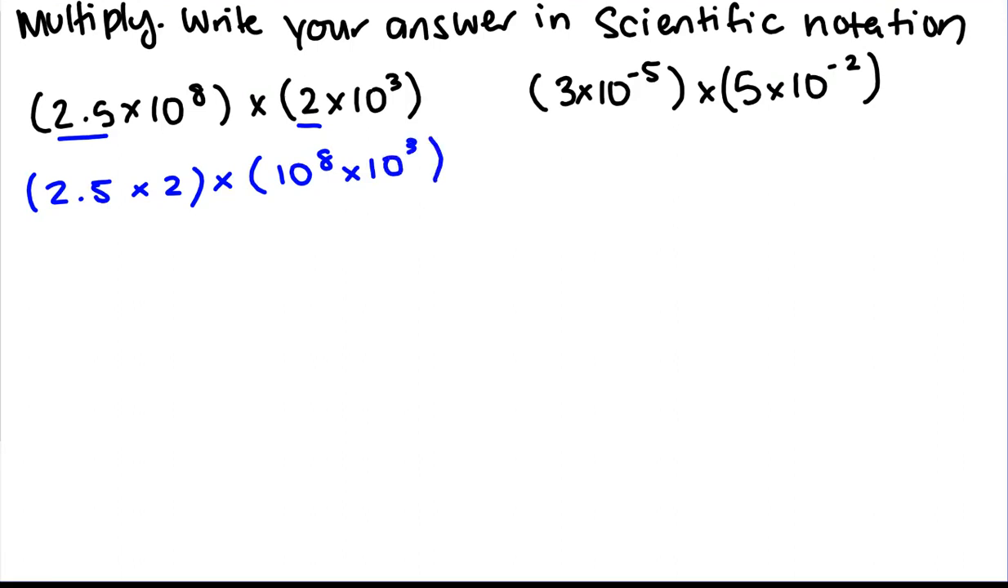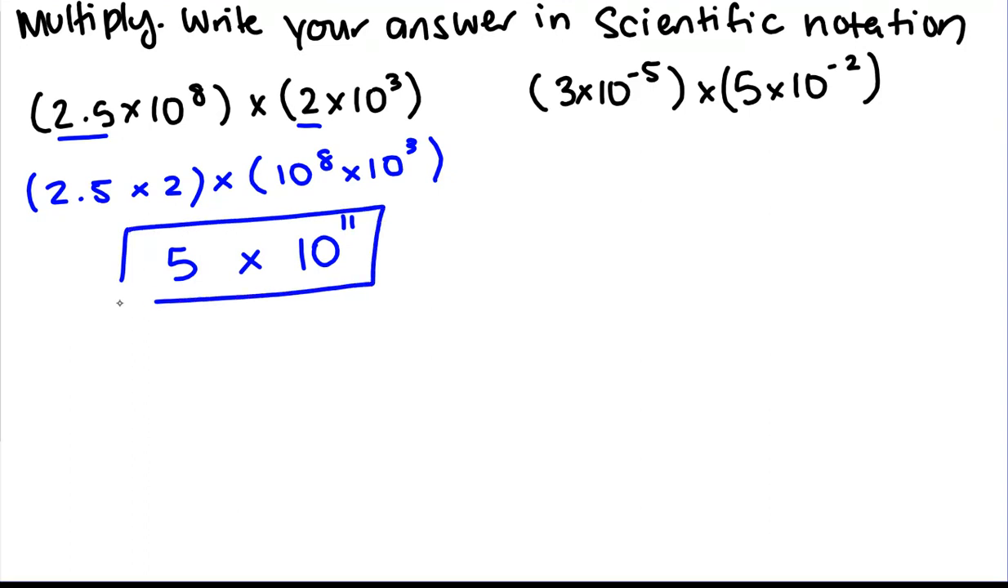So we know that when we multiply two numbers with the same base and exponents, we add our exponents. So we're going to have 10 to the power of 8 plus 3, which is 11, times 2.5 times 2, which is 5. And because this number is less than 10 but greater than 1, and this is an integer, this is our final scientifically notated answer.